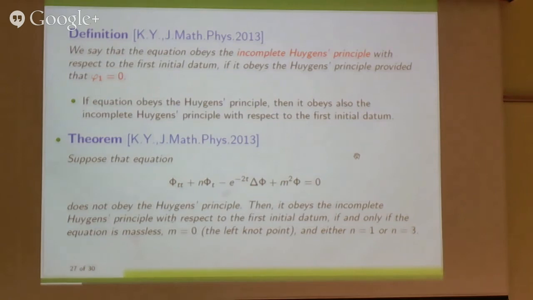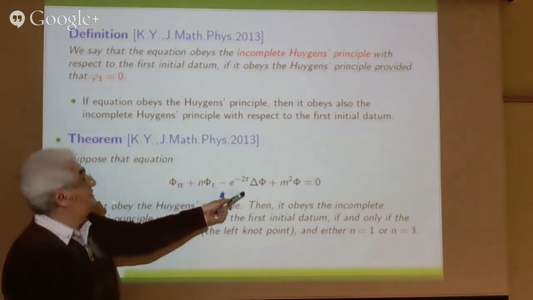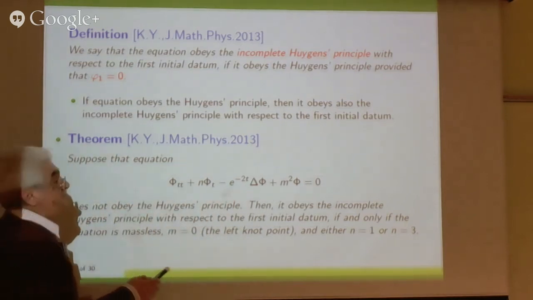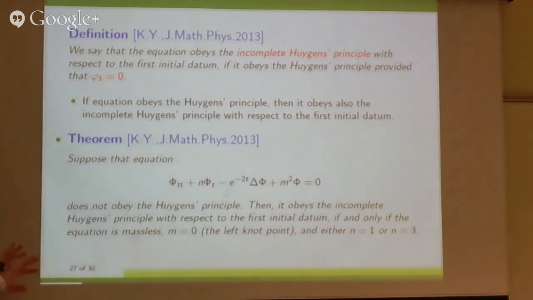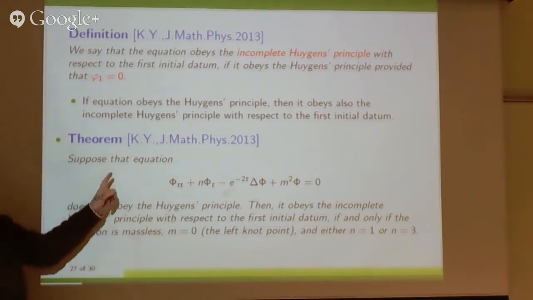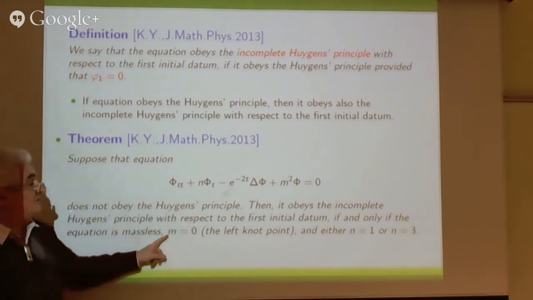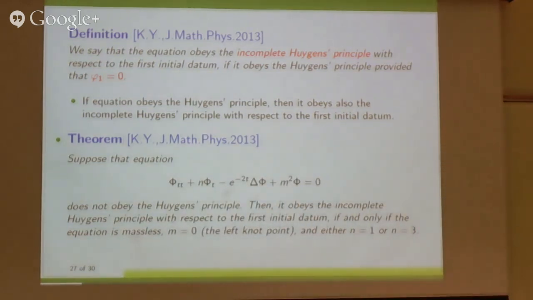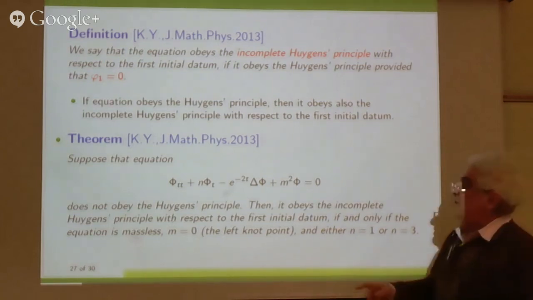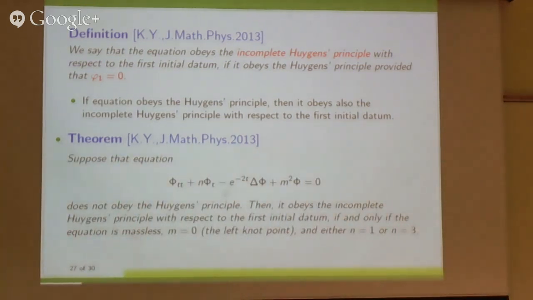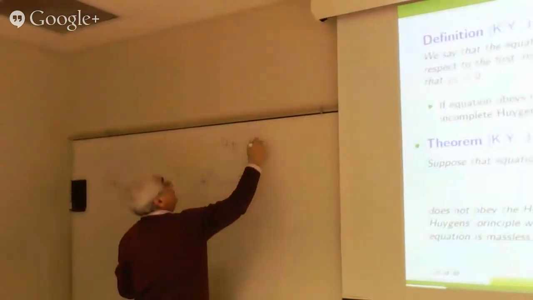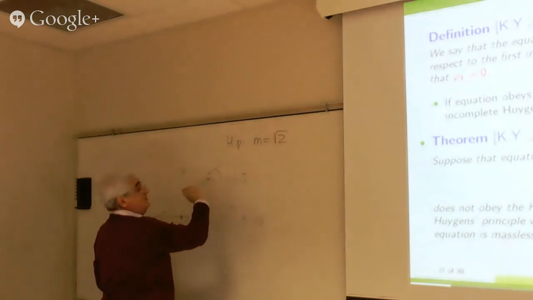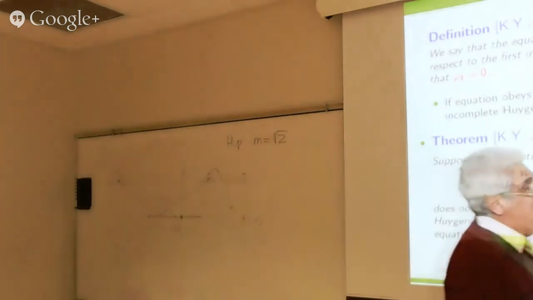And then we can prove the following theorem, that if we look at the Klein-Gordon equation in all possible dimensions, and if we exclude cases when Huygens principle is valid, then it turns out that incomplete Huygens principle works only if mass is 0 and dimension is 1 or 3. So for Huygens principle, we have M must be the Higuchi bound, only for n is 3.